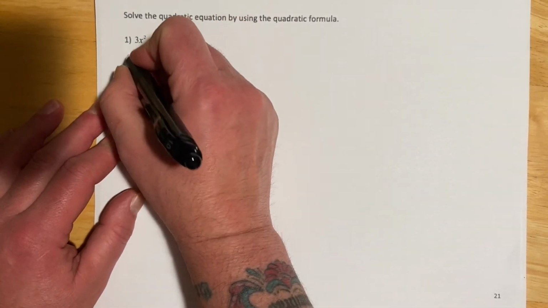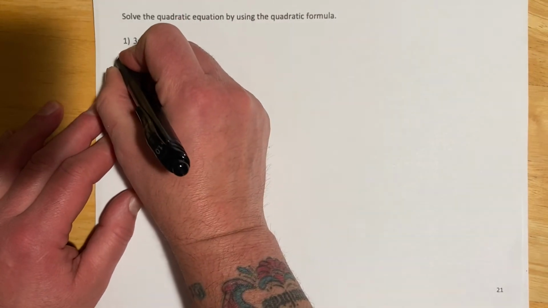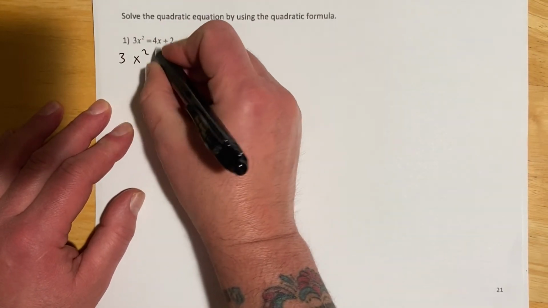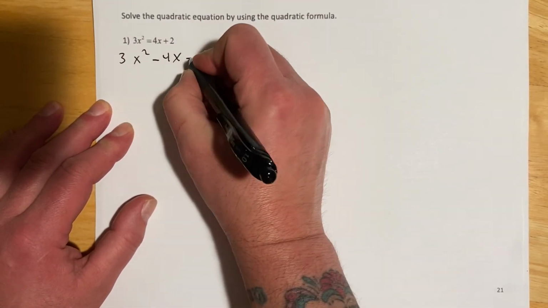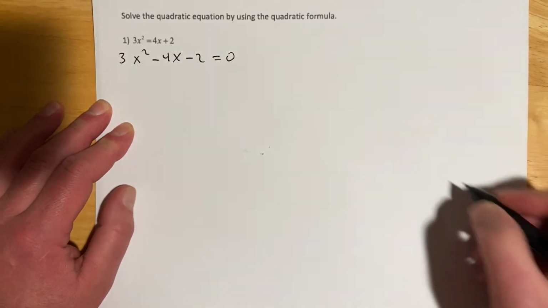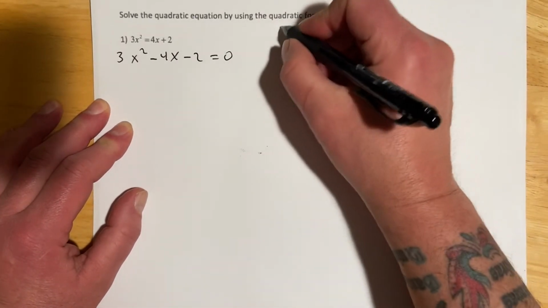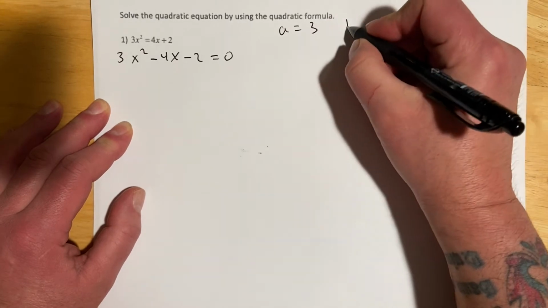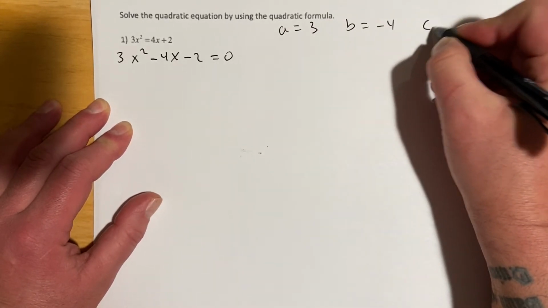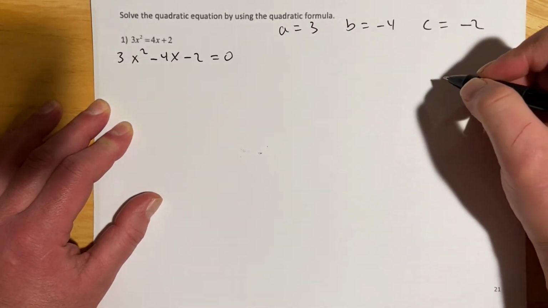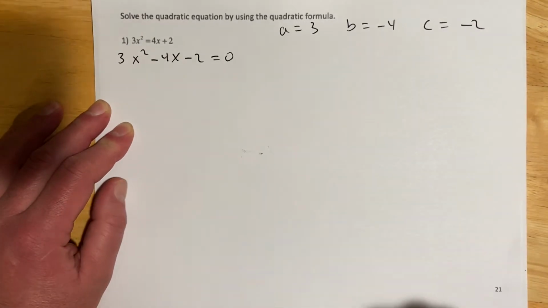So, okay, for this first one, I want to get this in standard form, so I'm going to bring everything to one side so it equals 0. So that would give me 3x squared minus 4x minus 2 equals 0. So then my a equals 3, b equals -4, and c equals -2. And then I'm just going to put those into the quadratic and grind all that out.